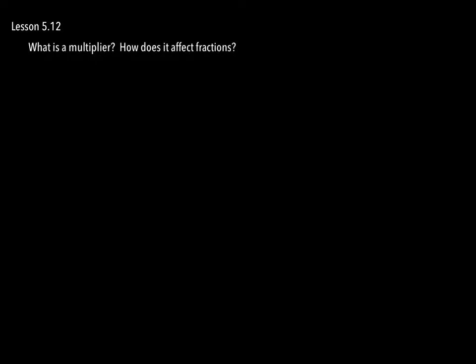512 is, again, dealing with fractions, and we're going to be looking at simplifying and finding equivalent fractions. But today's questions are, what is a multiplier? And I guess we could also add, what is a divisor? So what is a multiplier, what is a divisor, and how do they affect fractions? Because they're going to affect fractions in different ways, but in a very similar manner. We will be talking about that in videos 2, 3, and 4.